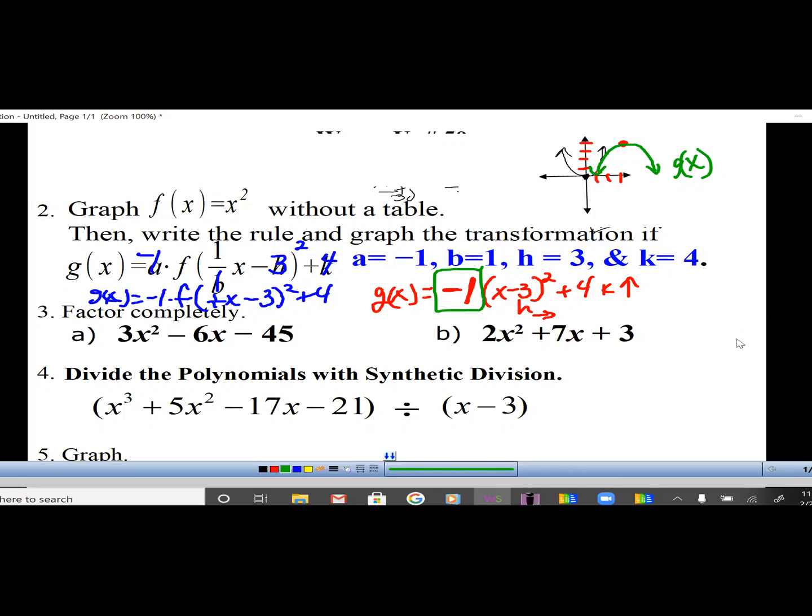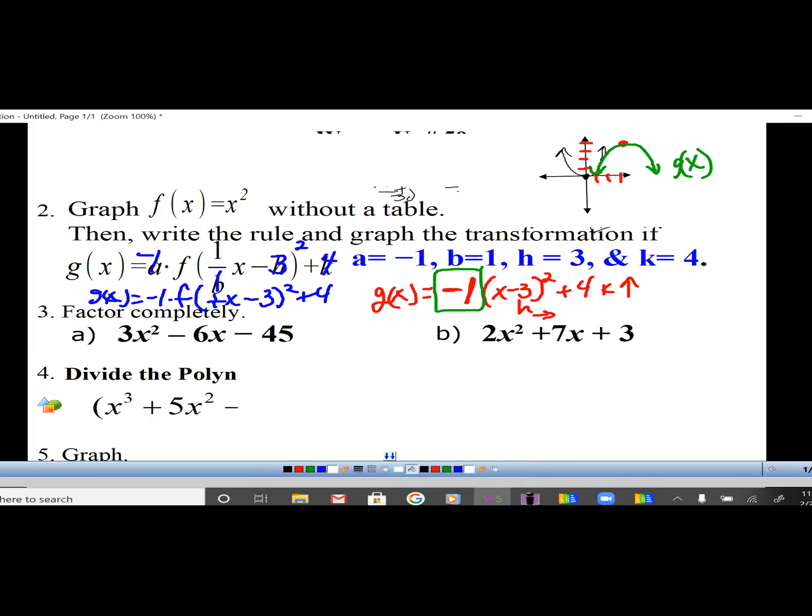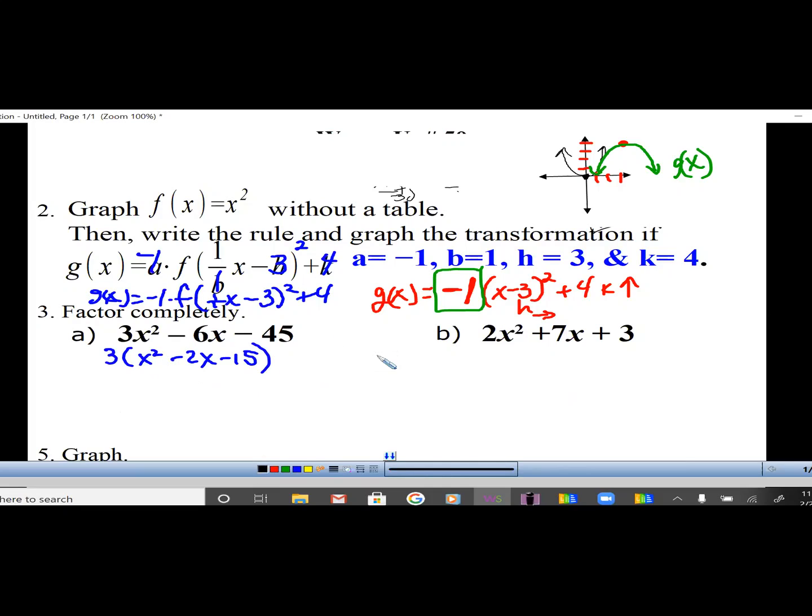Let me make some space here. To factor this, we need to completely check for GCF. GCF is 3. We're left with 3 times x squared minus 2x minus 15. Factor that trinomial. Negative 15 is our product. Negative 2 is our sum. Factor the negative 15 that adds up to negative 2. That's negative 5 times 3. So here in parentheses, the x squared becomes x times x. We bring down the negative 5 and the positive 3, and these are my factors.